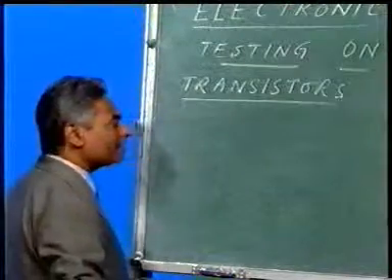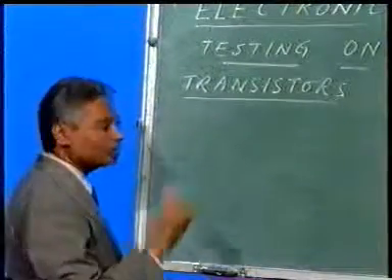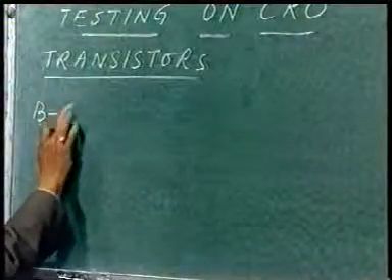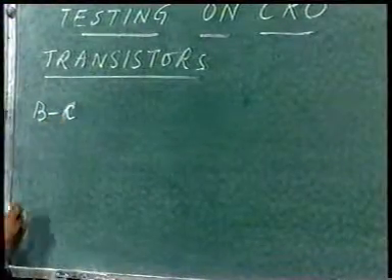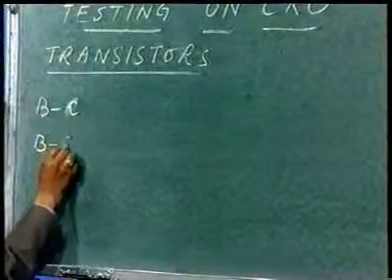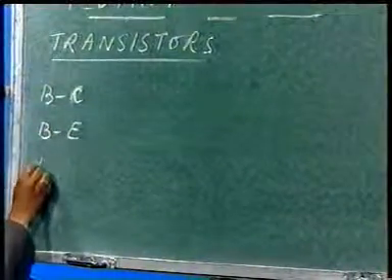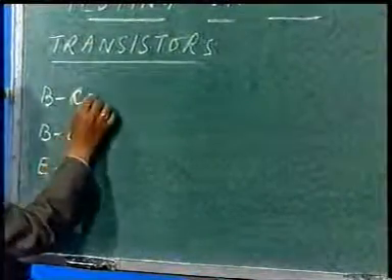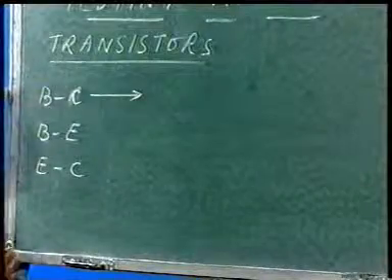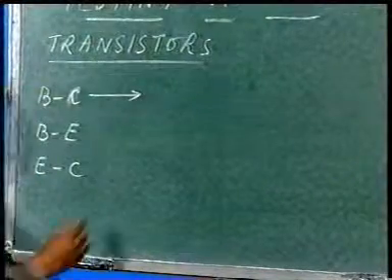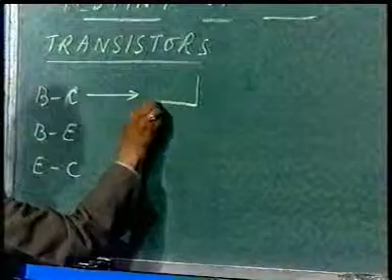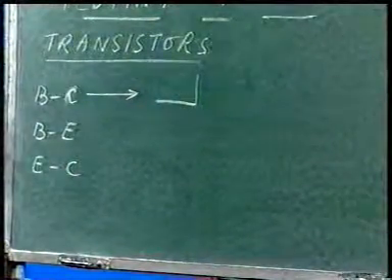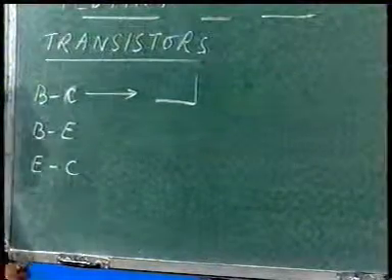So we will check the figures of the device on a CRO between BC, that is base and collector, between base and emitter, and between emitter and collector. The figures what we are going to get here is, in case of base and collector, you will get a figure like this, which resembles the one which you got for a diode forward bias condition.